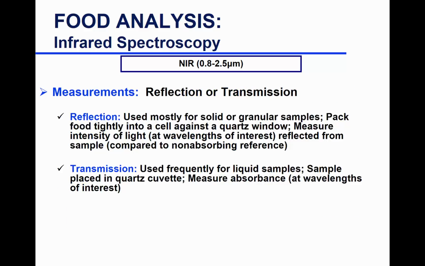Different types of detectors. You can have reflection. Mostly it is reflection when you have solid material, or you can have transmission if you have liquid samples. And the reflection is like I mentioned, and also in transmission it's regular like UV and vis transmission.